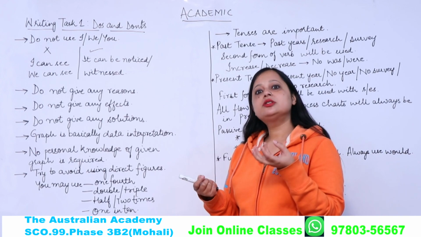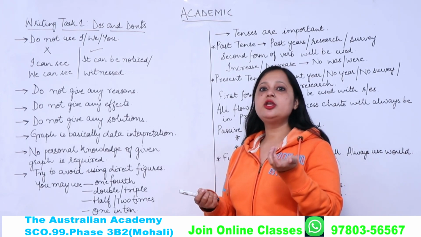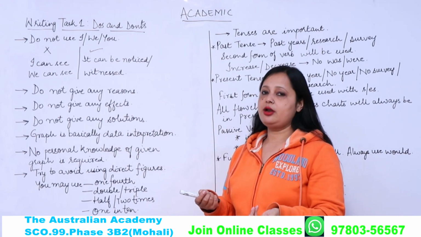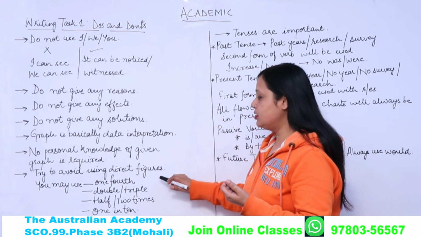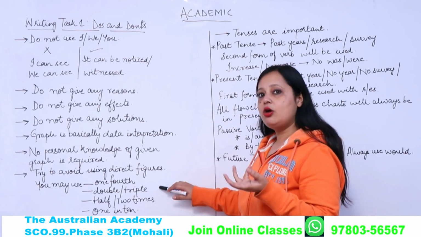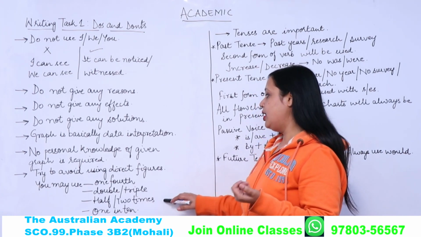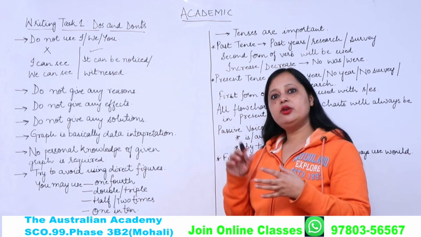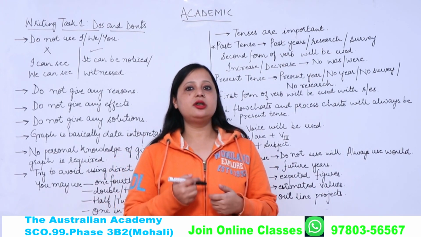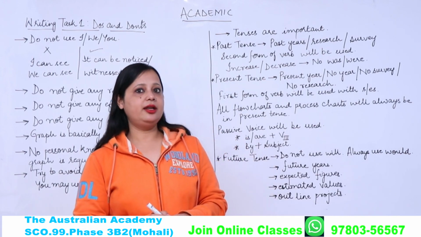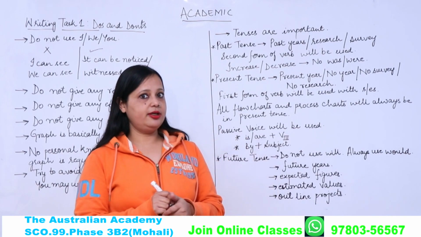English means your skills of English should be shown in the graph response. So you should write some comparative figures like one-quarter, double or triple. It might be half, two times, one in ten. In that way you need to use such words and make comparisons instead of only giving the numbers again and again. I hope I am clear on that.